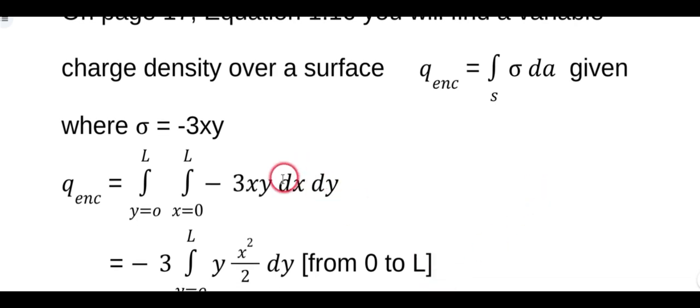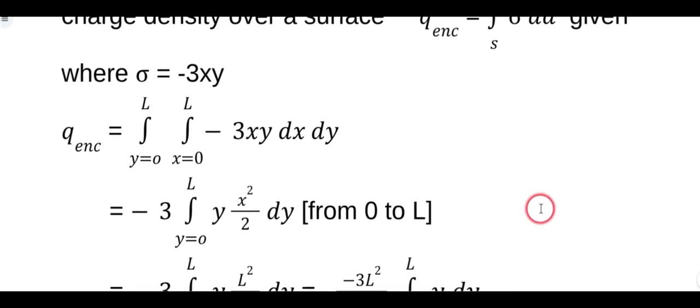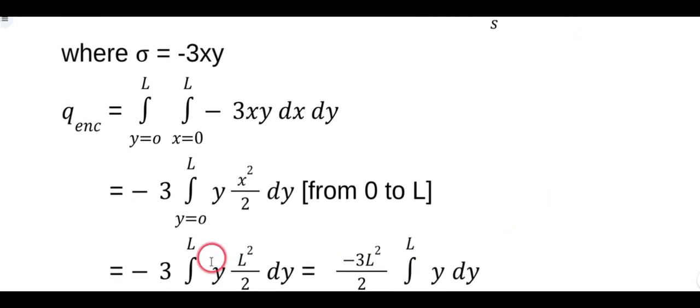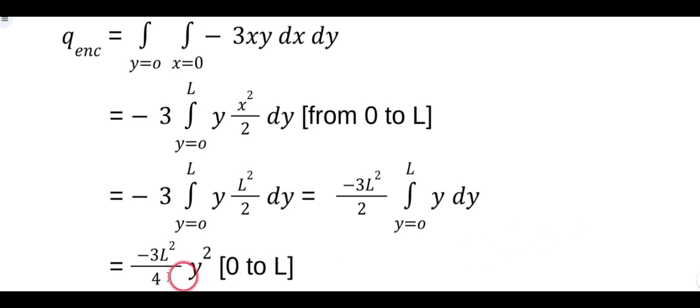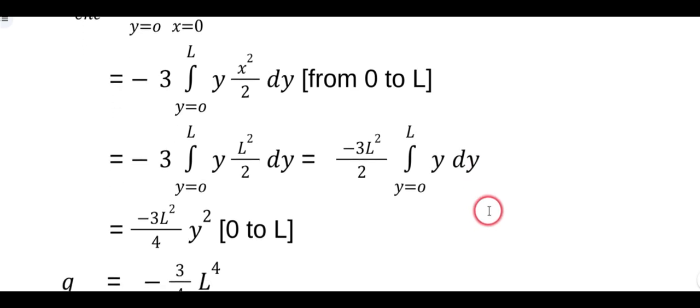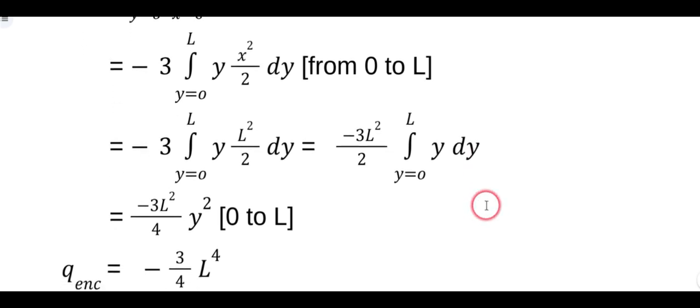All right, so we integrate x, we get x squared over 2, put the limits in, and we get L squared over 2. That's a constant, so we pull it out front, and we're just left with the integral of y dy from 0 to L. We pick up another 2, which makes that a 4, and we get y squared. We put in our L, so we're left with this.